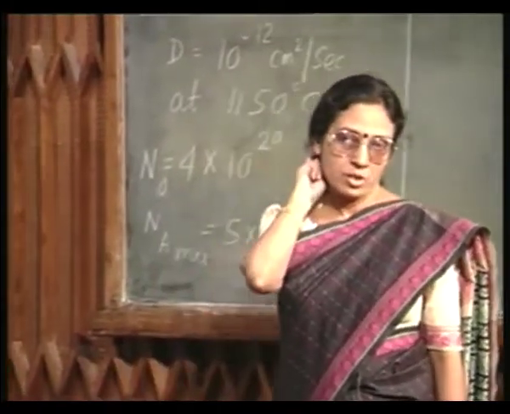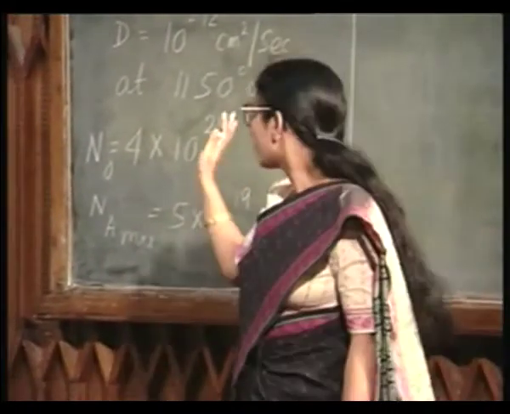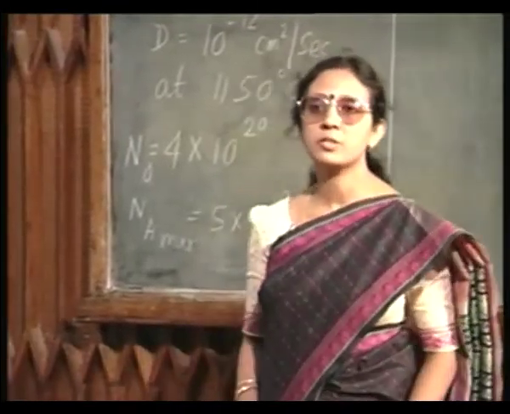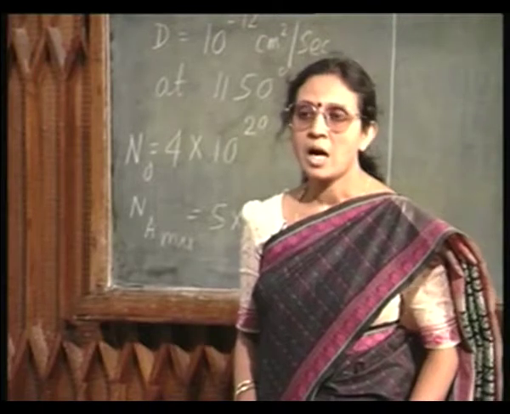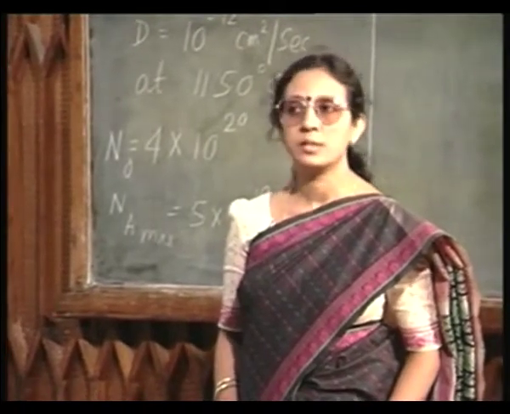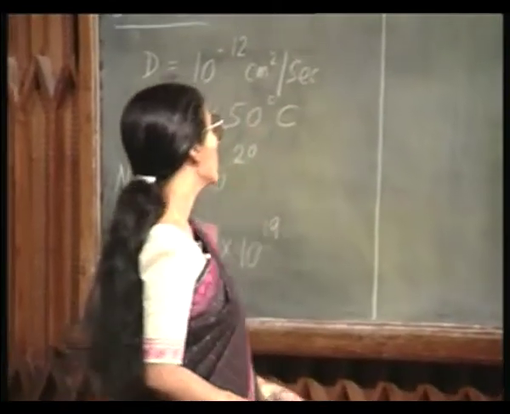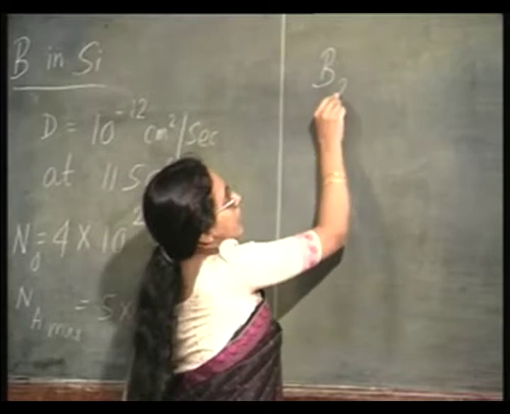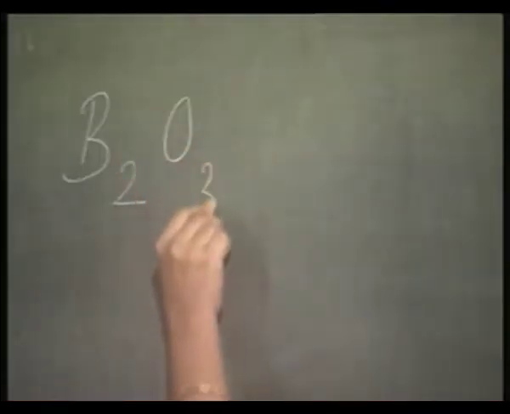Right. So much about the diffusion coefficient and solid solubility limits of boron. How do we really incorporate this boron into silicon? Okay. So, going by what I have said so far, the reaction should be something like this.